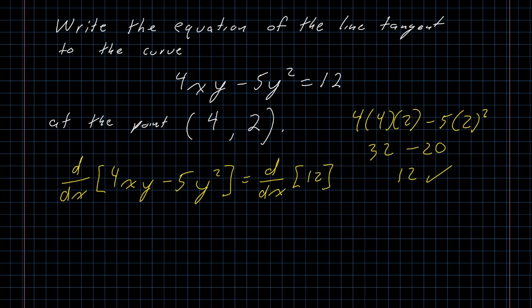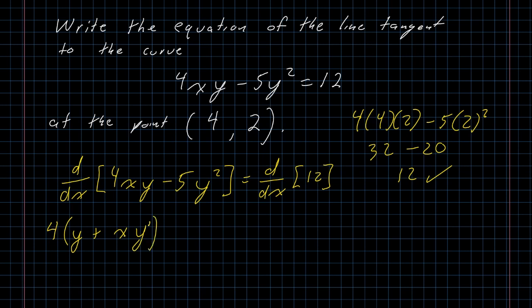All right, but term by term, the derivative of 4 times x times y. Well, we've got a 4 that's just hanging out there. Then we've got x times y. This is a product of two functions, so we will differentiate using the product rule. The derivative of x is 1 multiplied by y, plus x times the derivative of y. The derivative of y is y prime.